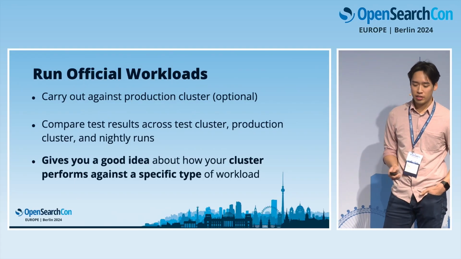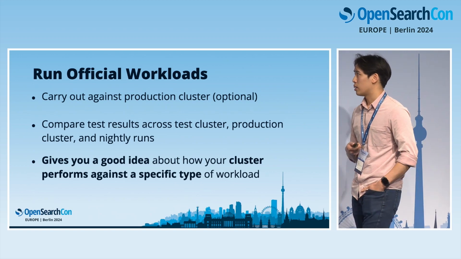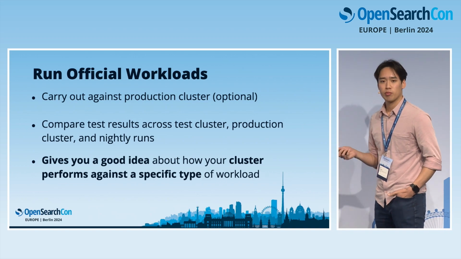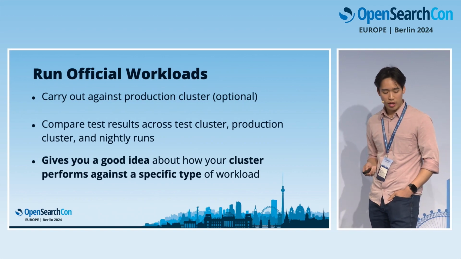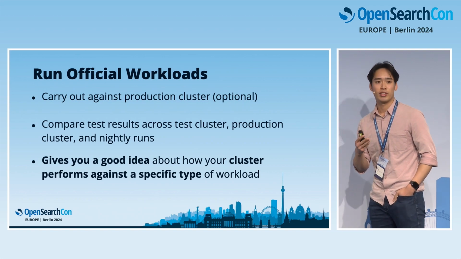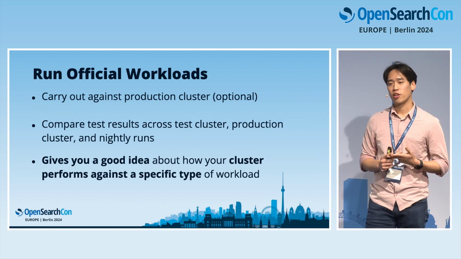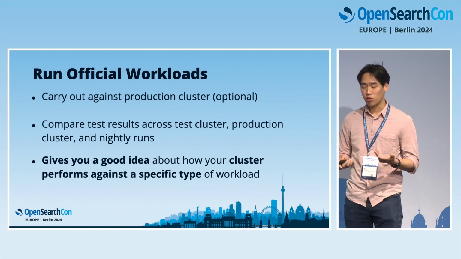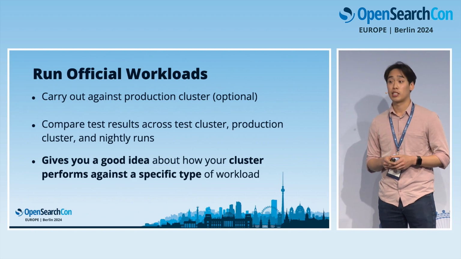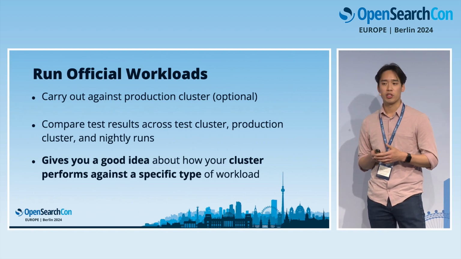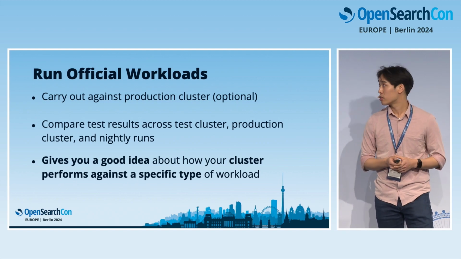You can also run the same steps for your production cluster. If you're able to do that, don't worry, because these workloads are pretty small and they don't really affect performance on a cluster like your production cluster. And essentially, if you're able to do that, you would have 3 sets of data: the test data from the test cluster, the data from the production cluster, and the data from the nightly runs. So overall, this should give you a good idea about how your cluster performs against a specific type of workload. You'll see the different similarities and account for some of the differences, like instance types and node types.